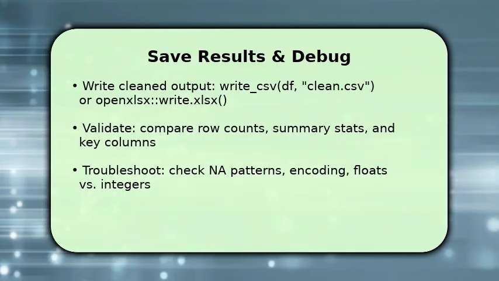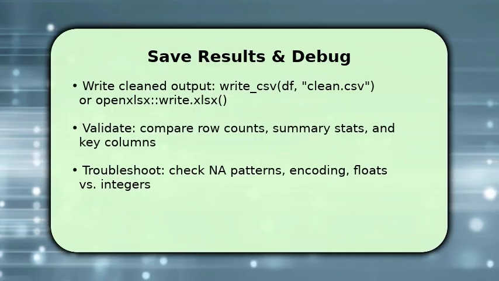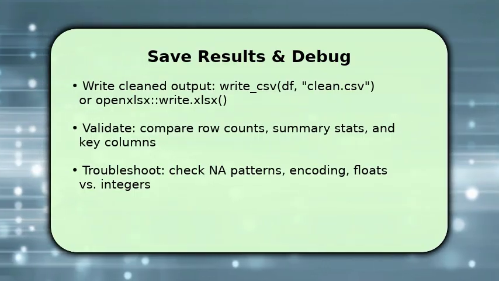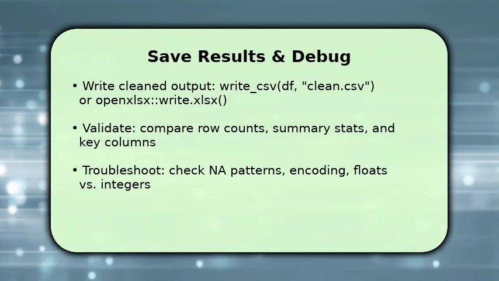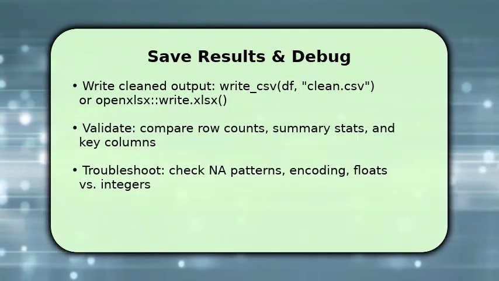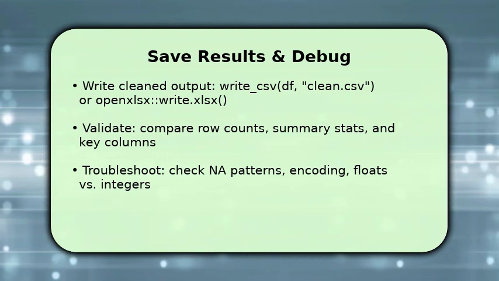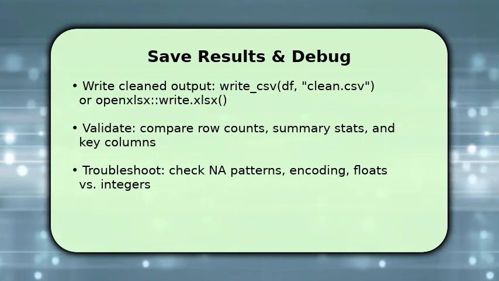If things go wrong, inspect NA patterns and encoding differences and confirm numeric columns weren't read as text. Use type conversion or readxl col_types to fix. If persistent issues appear, reopen the raw sheet range and re-examine headers and merged cells.